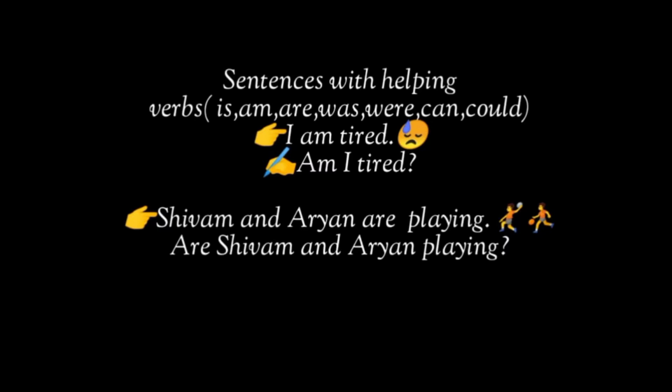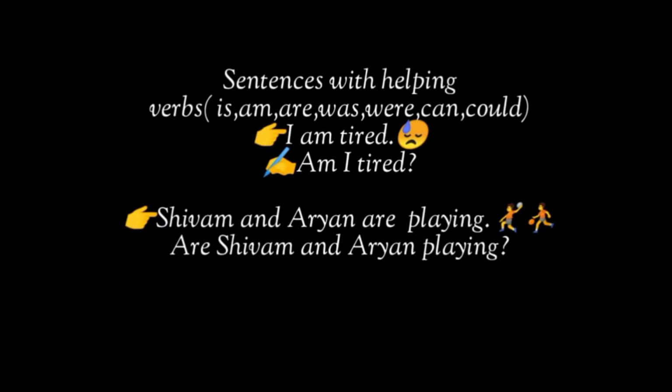You know that is, am, are, was, were, had, has, have, can, could. These all are helping verbs. So let's take an example. Here, I am tired. Here, I is the subject, am is a helping verb, and tired is the main verb. So, how will we make the question?